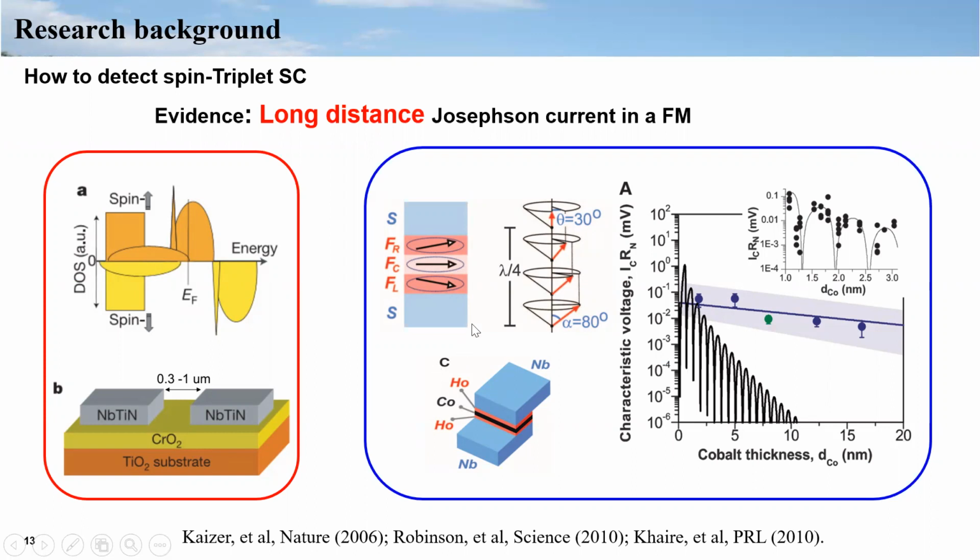There's another way to do this, which uses holmium at the interface to generate inhomogeneous magnetization. Here, the spin singlet to spin triplet conversion at the interface was attributed to interface inhomogeneity. They purposely introduced the interface inhomogeneity for spin triplet pair generation. As you can see, as a function of cobalt thickness, they can measure a long-range spin triplet supercurrent here.